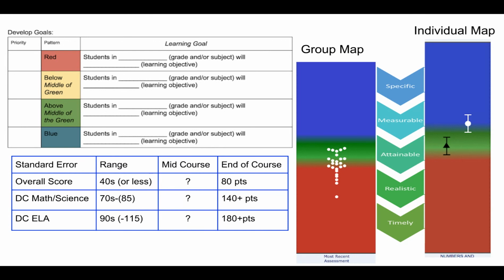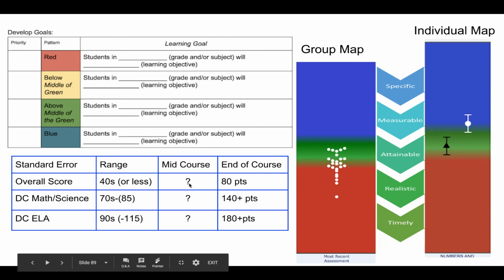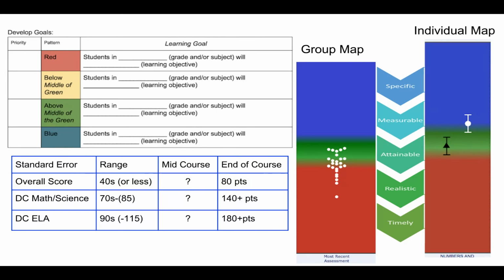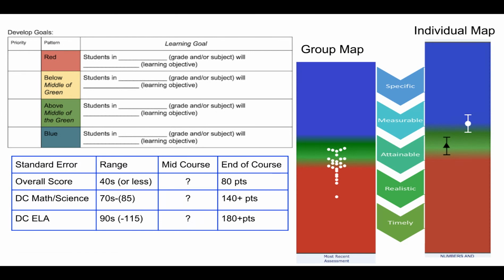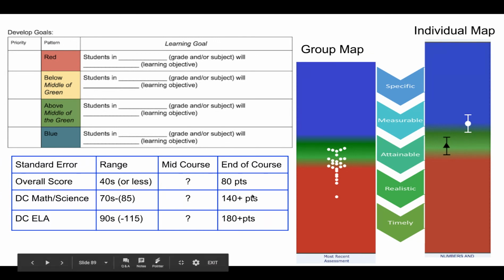If we would backward map to set a mid-course goal, well, let's go halfway. What if the student improved half the distance of 2 times the standard error, to just 1 standard error? Well, that mid-course goal would be to improve the overall score by 40 points, to improve in a diagnostic category in math or science by 70 points, or whatever their standard error is. And in ELA, they would improve by 90 points, or whatever their standard error is. That would put them on course to make a significant improvement by the end of the course.